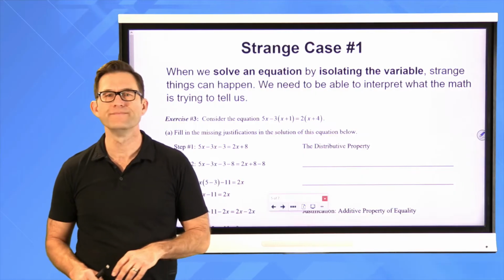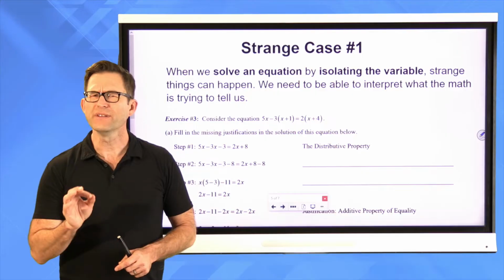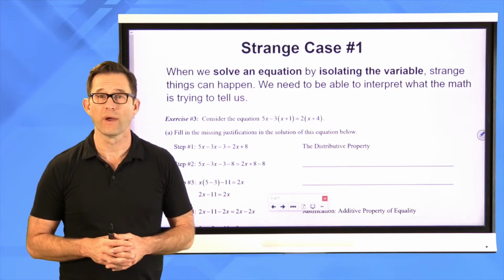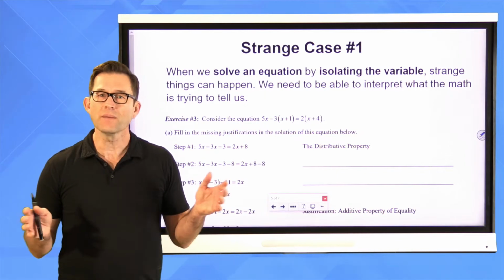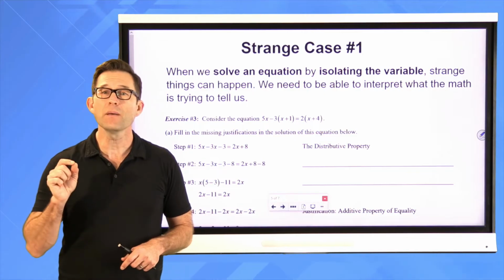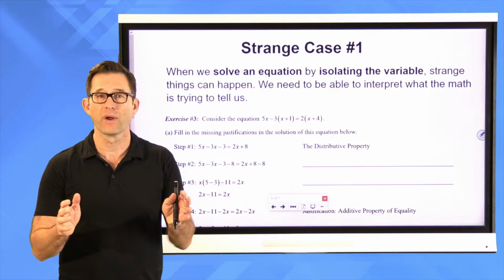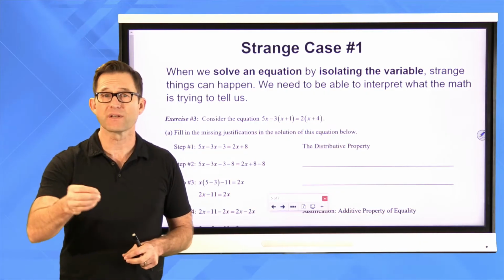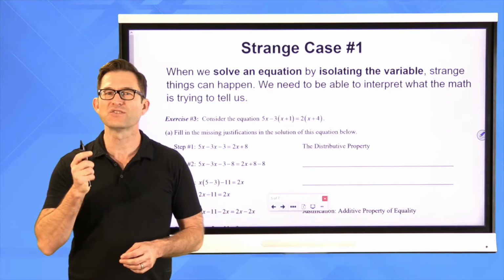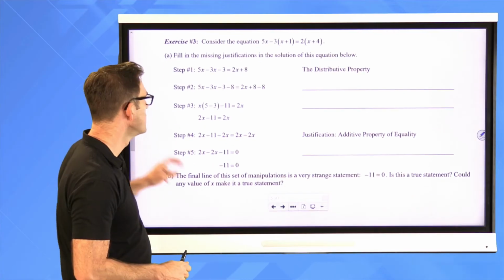All right, now, the rest of this lesson we're going to devote to looking at two very strange cases that occur sometimes when you solve equations. When we solve an equation by isolating the variable, strange things can happen. We need to be able to interpret what the math is trying to tell us. So we're going to continue to justify steps in solving an equation, and then we're going to interpret these very strange results. Let's take a look at strange case number 1.